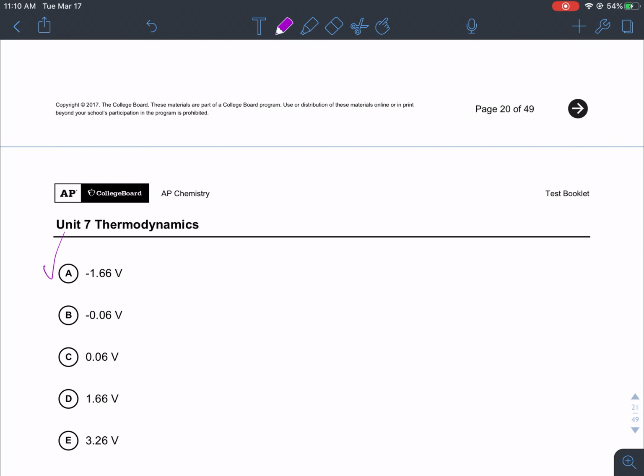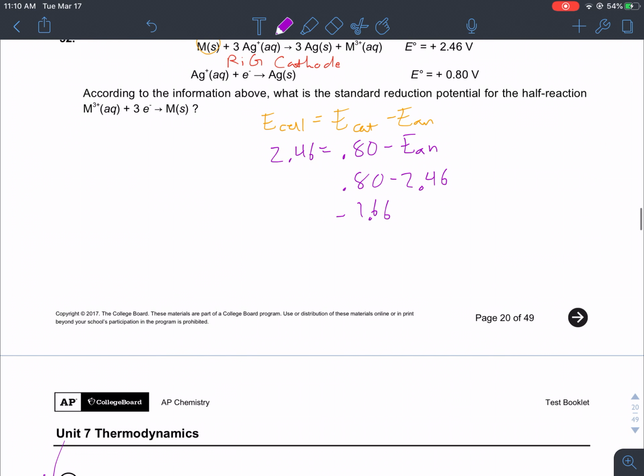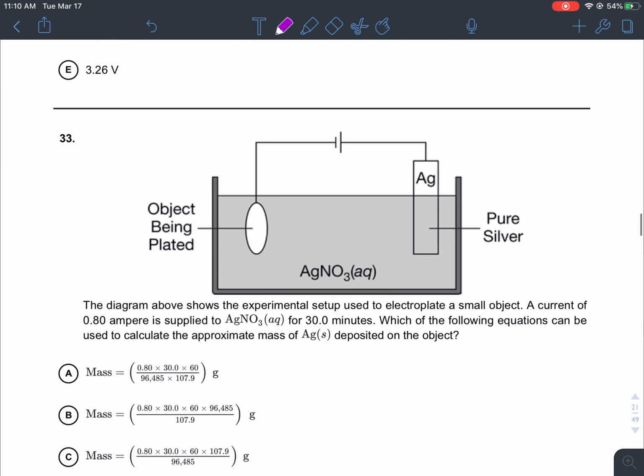Okay, that's a pretty straightforward question. A little bit different than we've seen before, but still on the same topic of E cell. By the way, you notice that your E cell is positive. If your E cell is positive, this must be an electrolytic cell happening here. This is not spontaneous. All right, here we go.